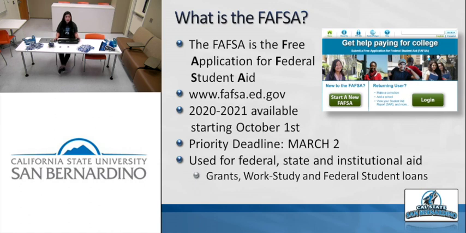So what is the FAFSA? The FAFSA is the Free Application for Federal Student Aid. It is available starting October 1st every year. The priority deadline is March 2nd, and it is used to determine your eligibility for federal, state, and institutional aid, such as grants, work study, and federal student loans.